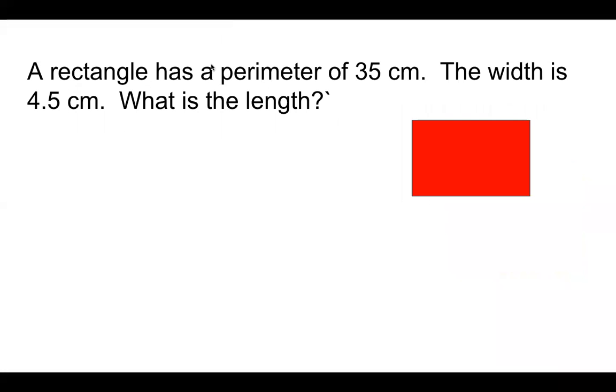Rectangle again, our good friend the rectangle. Now they're telling us the perimeter. A rectangle has a perimeter of 35 centimeters. The width is 4.5 centimeters. What is the length? So I'm going to put my dimensions back on here. We're still talking length and width. So there's the length. There's the width of our rectangle. But now they're telling me the perimeter. A rectangle has a perimeter of 35 centimeters.